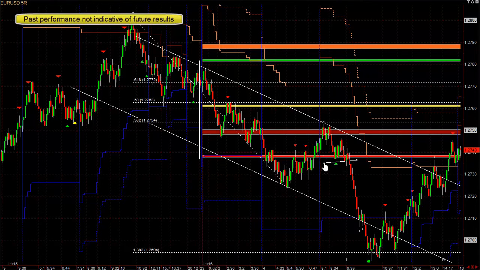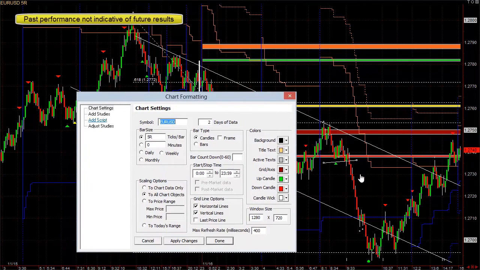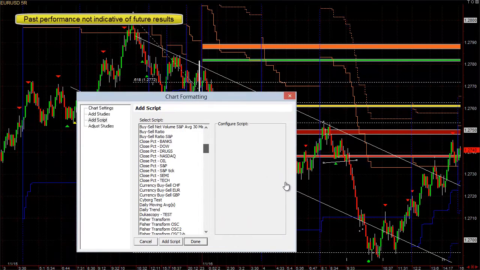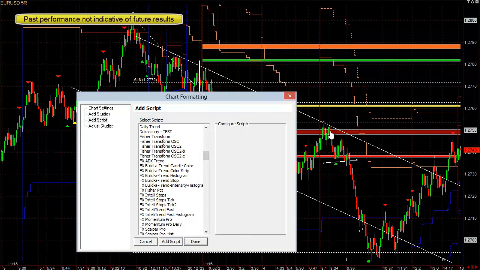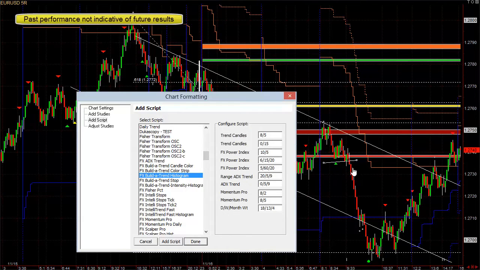One of my favorite tools, and this only works live, so I can't really show what it would look like on past bars. It's called the FX Build a Trend histogram, and this will use multiple different statistical tools. Some of them measure the direction, some of them measure the intensity of the direction, like this one, this one, this one, and this one. And the weights are the first part of the equation: 8% weight, 10%, 6, 5. Daily, weekly, monthly trend, 18% weight for the daily, 13% for weekly, and only 4% for the monthly.